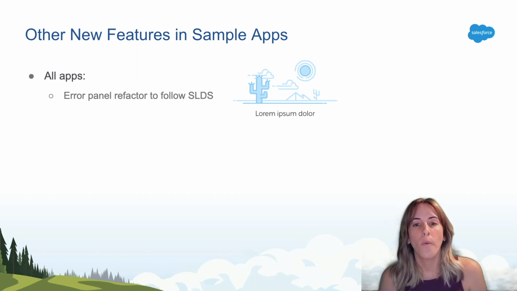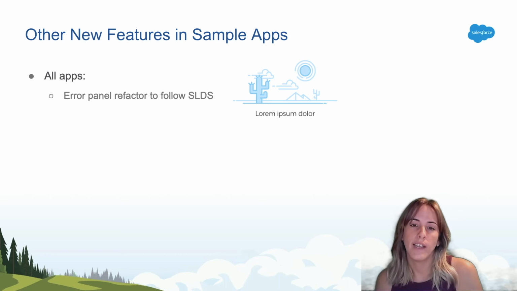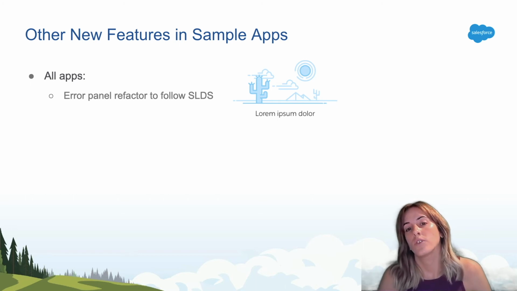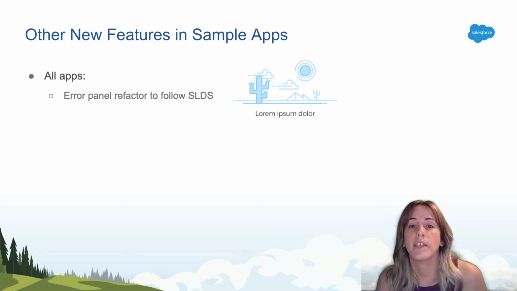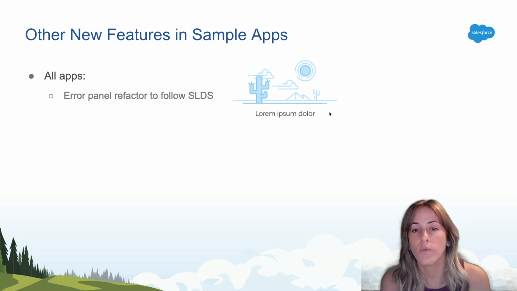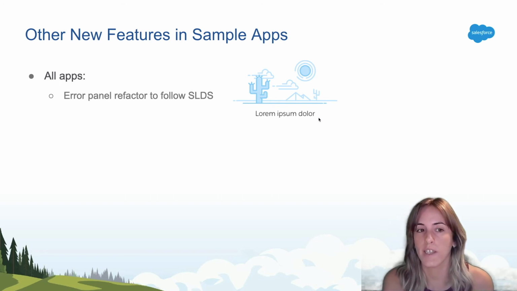So we took a look at the Lightning Design System, and we realized that the correct way to show an error when no data is returned is to use a no data illustration as this one that we are seeing here, and that's the reason we decided to refactor the error panel component.